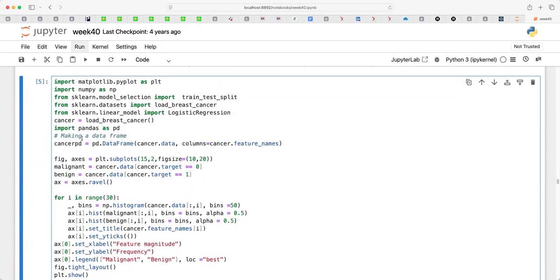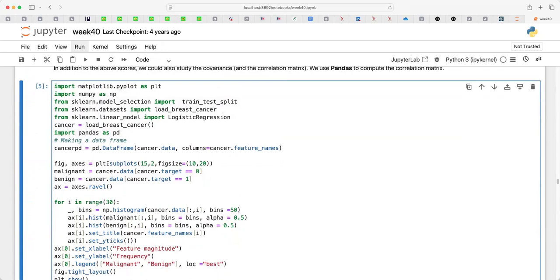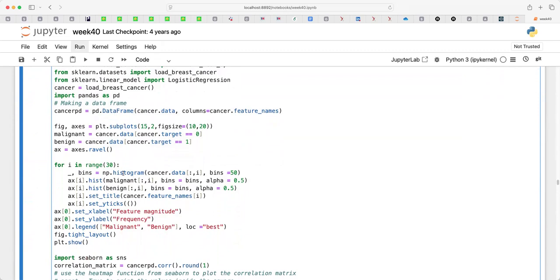The other thing which you can do, and scikit-learn has a lot of functionality here, is that you can load the data and you can also analyze the data.